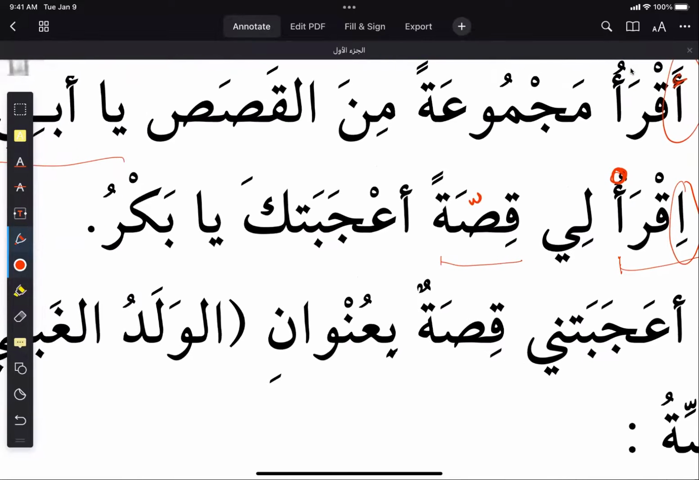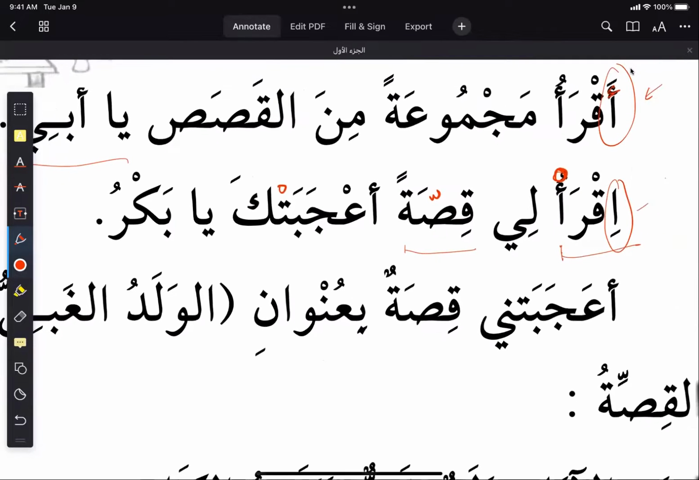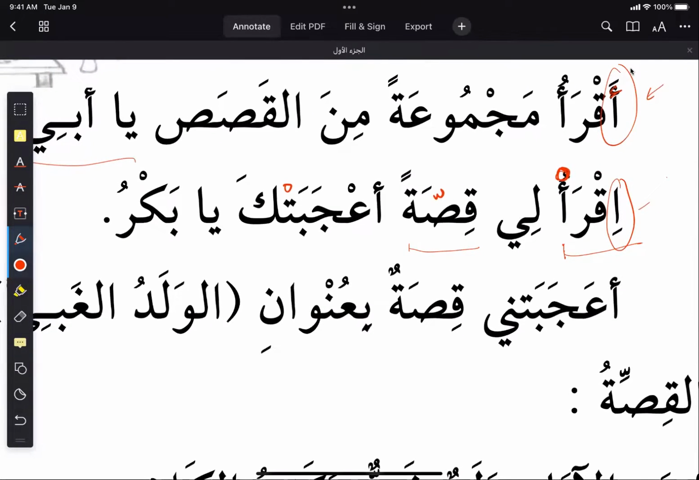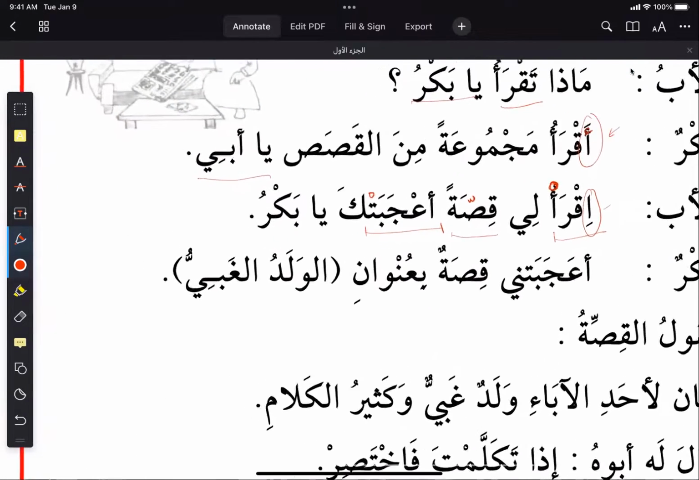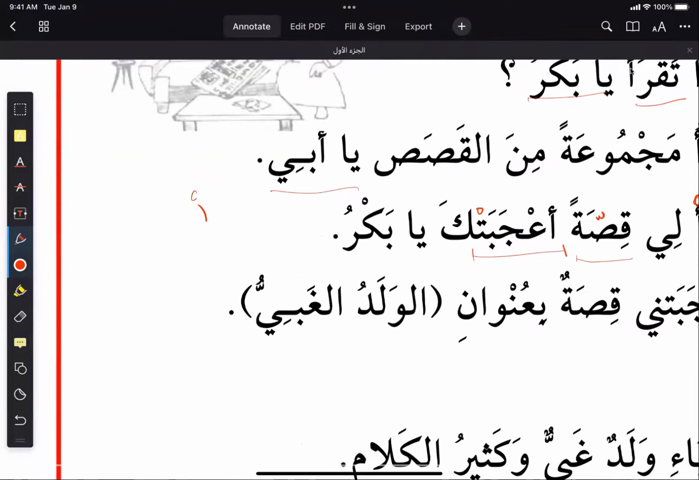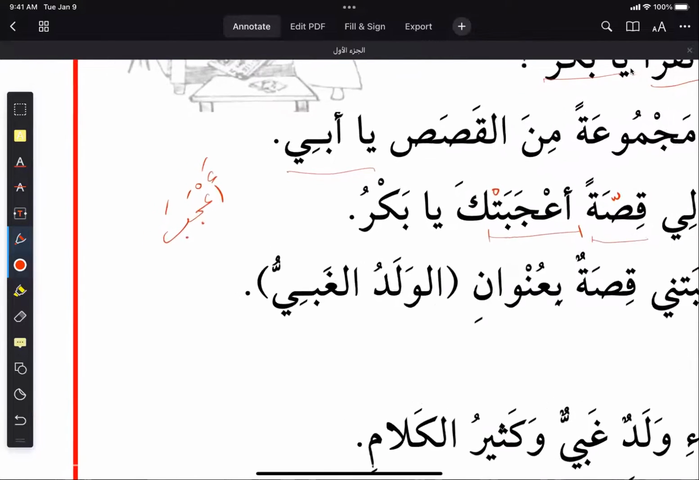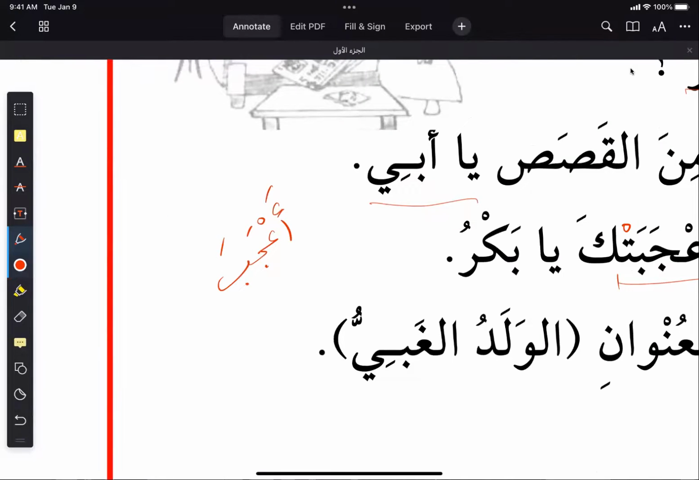Ajabat ka ya bakru. Okay, so we have a very interesting verb. This verb is a little bit tricky, the way it is used. So the verb is ajaba. Ajaba, it's not the same thing as ajiba.